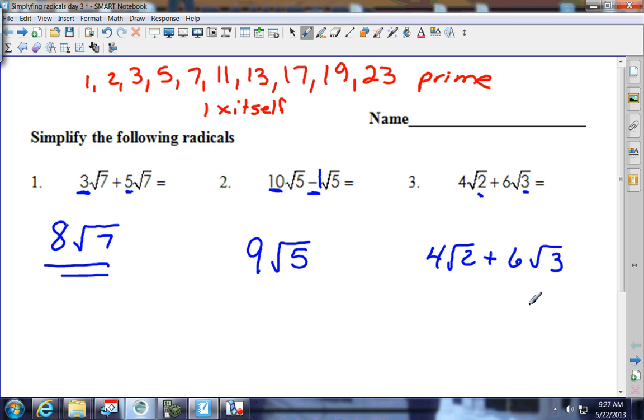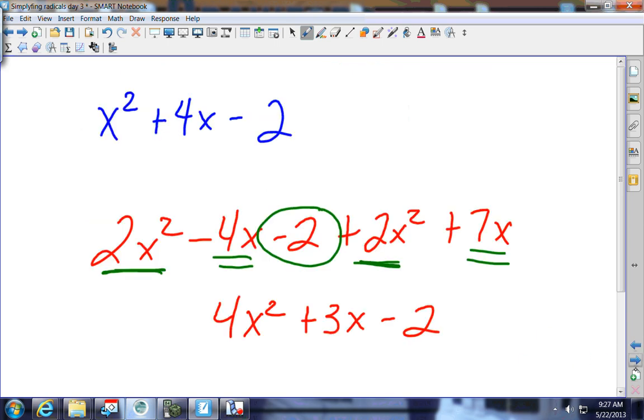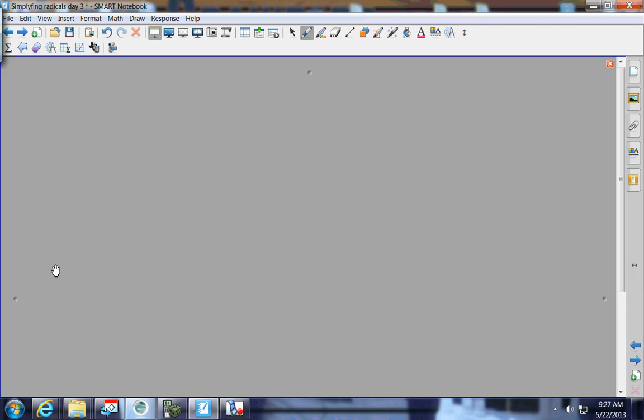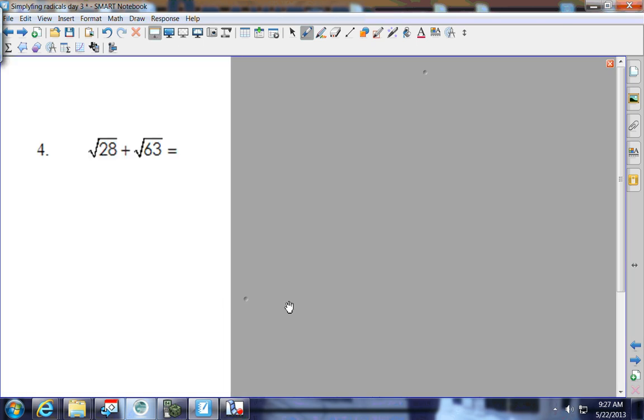Those of you, oh no, I guess we need to do some other things. All right, number 4. All right. Let's do this. Number 4. These are not in simplest form.